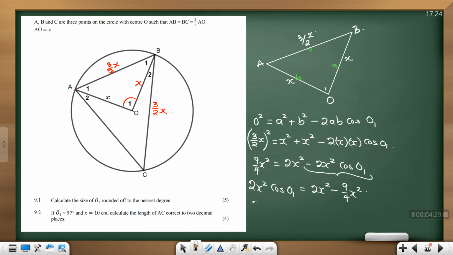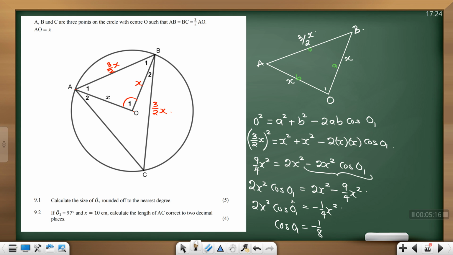All right. So 2x squared, we are revising trigs. What do we say? Negative 1 over 4 what? X squared. What do we do? Divide both sides by 2x squared. What would that be? The x squared will cancel each other. I hope we see that, right? Cos O1 therefore will be what? 1 over 4 divided by 2 will be 1 over 8. Negative 1 over 8. What do we then do?